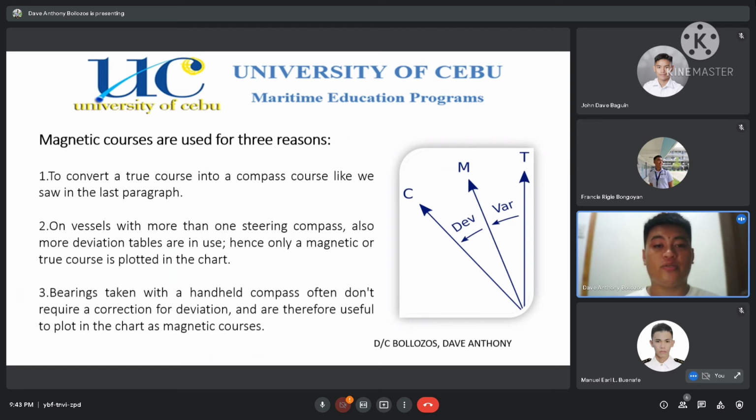Magnetic courses are used for three reasons. Number one, to convert a true course into a compass course like we saw in the last paragraph. Number two, on vessels with more than one steering compass, more deviation tables are also in use. Hence, only a magnetic or true course is plotted in the chart. Number three, bearings taken with a handheld compass often don't require a correction for deviation and are therefore useful to plot in the chart as magnetic courses.